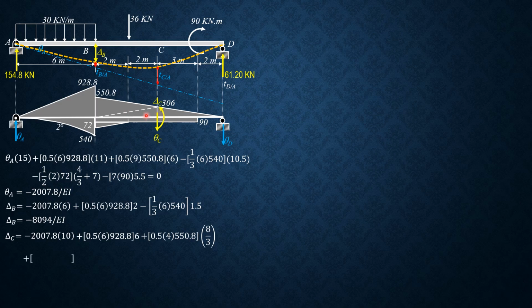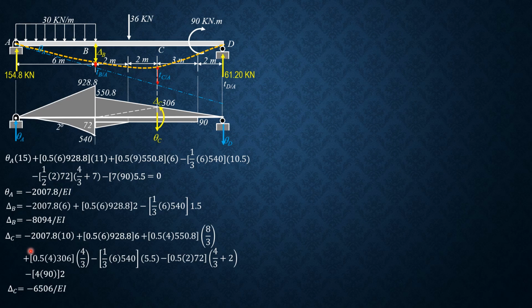plus moment of this triangle, 0.5 of 4 times 306, 1/3 of 4 is 4/3, then minus moment of this spandrel, 1/3 of 6 times 540 times 1.5 plus 4, so 5.5, 6 over 4, minus moment of this triangle, 0.5 of 2 times 72, 2/3 of 2 is 4/3 plus 2, so 4/3 plus 2 moment arm, minus moment of this rectangle, 4 times 90 times 2. Just this rectangle, do not include these two areas. It is only between A and C, areas between A and C. So simplifying, delta C is equal to negative 6506 over EI, just like before.